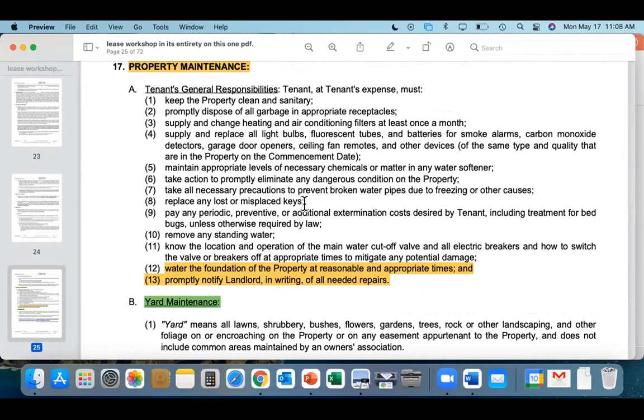So they have to just do maintenance to the property, right? They're not going to do repairs to the property. And the difference always gets very confusing. We always get phone calls on this. So the tenant's only to maintain the property, the landlord is to do the repairs.